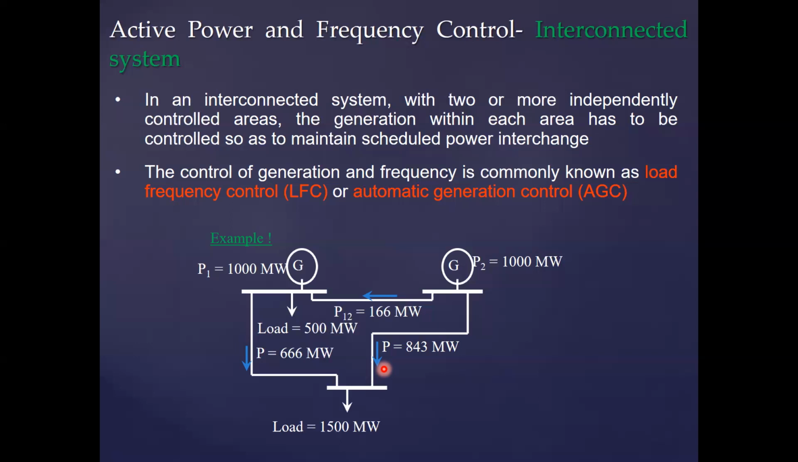Then we say that this set of generators should have that much change in generation, and the other set of generators should have this much change in generation output. That way we obtain the optimal generation scheduling. That makes sense.